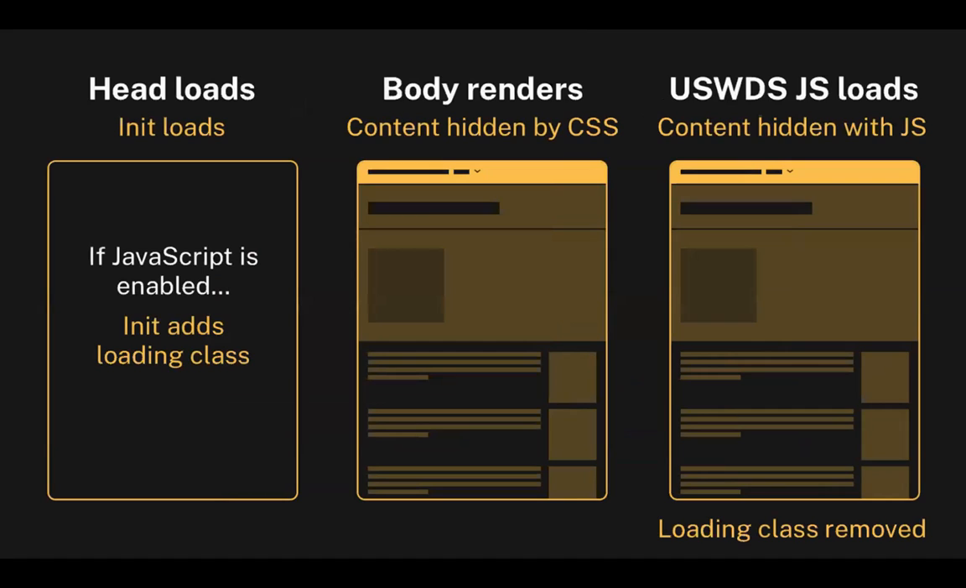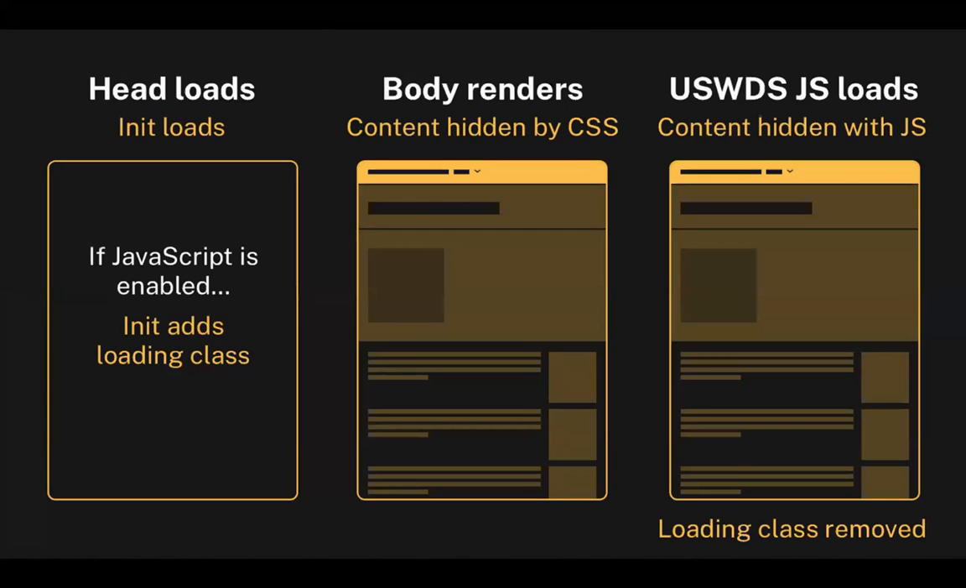So USWDS init is a very small piece of JavaScript that's meant to live in your document head and load before the body renders. Its job is to put a special loading class on the HTML element and wait for the main USWDS JavaScript library to show up. When the main USWDS JavaScript library does show up, init removes the loading class. Components like the banner use this special loading class as a styling hook to visually hide the hidden content until the regular JavaScript takes over.